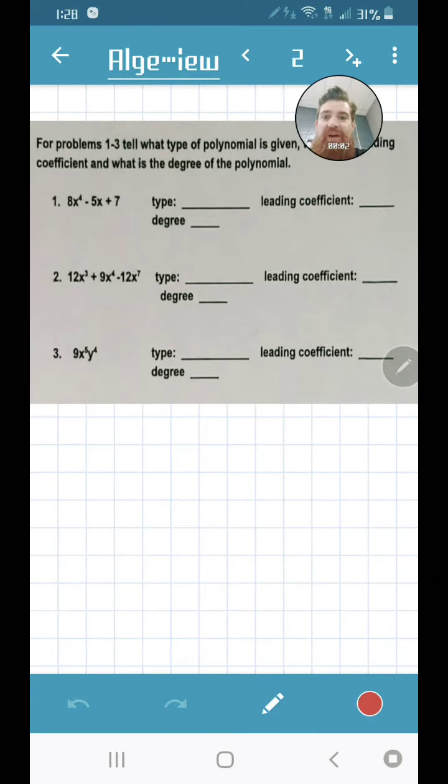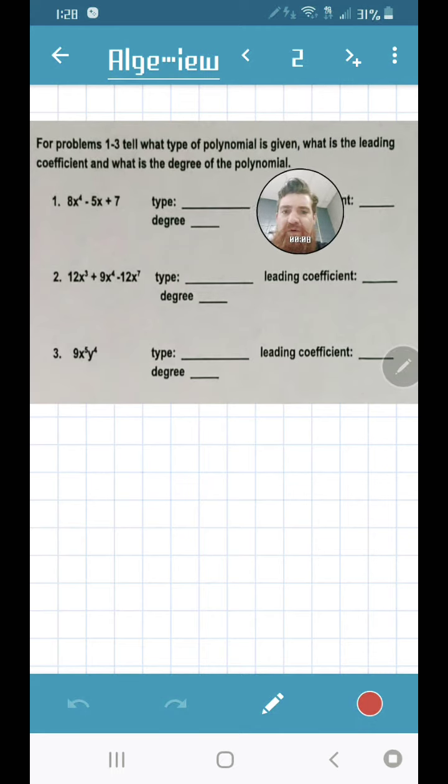All right, so we've got three problems and just naming the type. We'll go through and do the type first. So our first one, we have 1, 2, 3 terms. So 3 terms means it is a trinomial. I'm just going to put tri in there. I don't think I can fit the whole word.